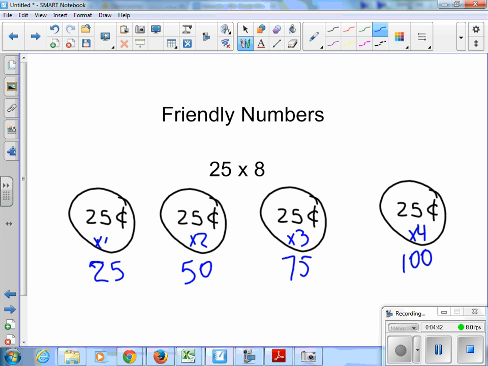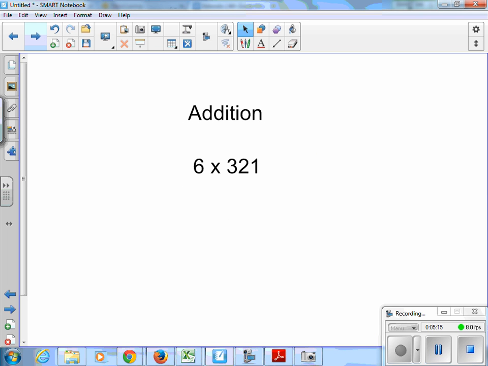So let's think. If I have 4 quarters, I have 100 pennies, right? $1. If I have 8 quarters, so let's think. 4 quarters is $1. 8 quarters will be 4 more, which is $2. And how many pennies is that? 200. Correct. So hopefully next time you have to multiply times 25, you're not going to be afraid. Let's go with the next way to solve problems using mental math.